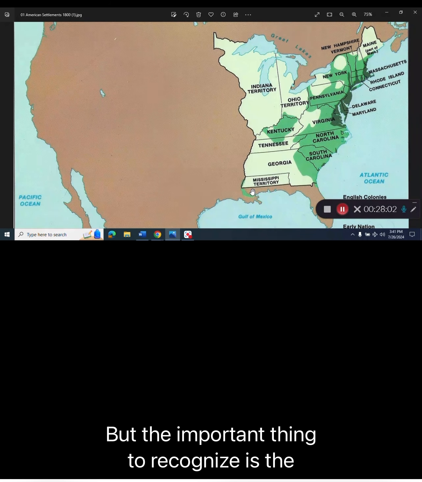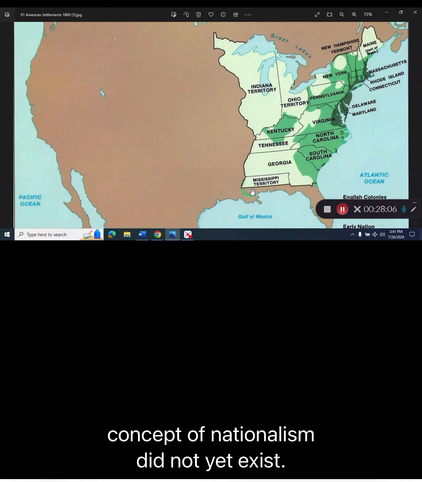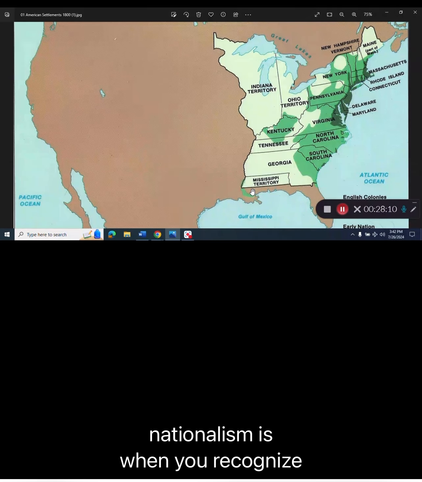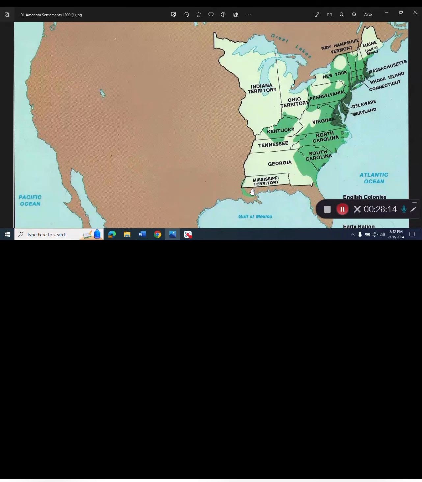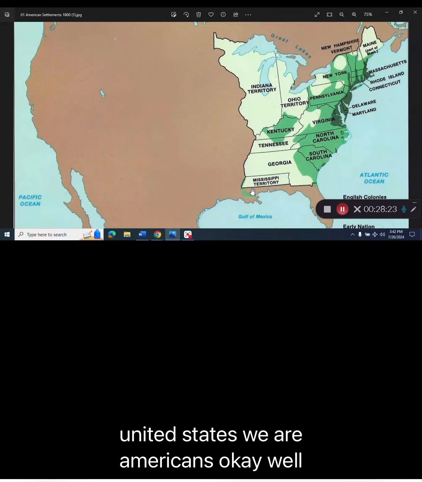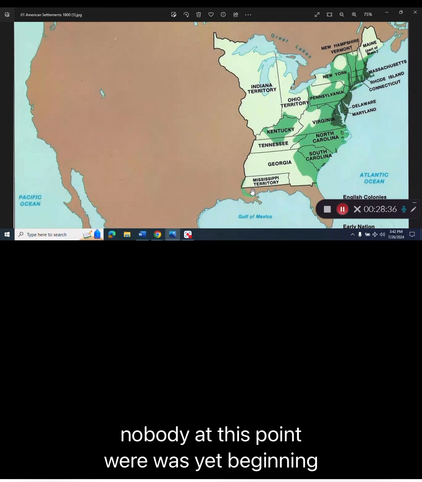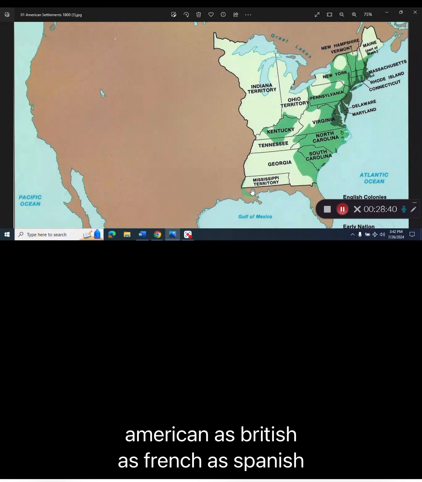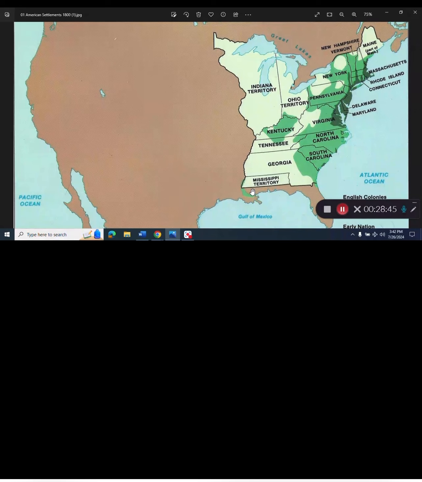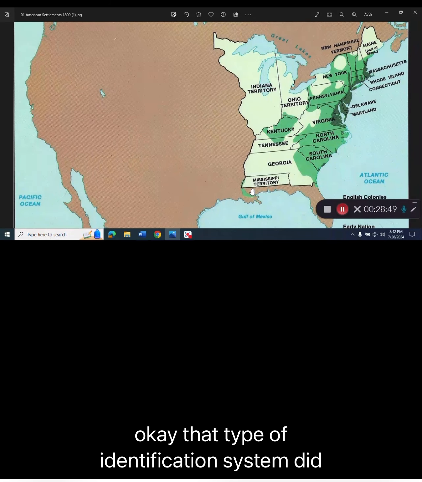But the important thing to recognize is the concept of nationalism did not yet exist. Nationalism is when you identify yourself by the country in which you were born. So for those of us who were born in the United States, we are Americans. Okay? Well, again, that is nationalism. But nobody at this point was yet even thinking of themselves as an American, as British, as French, as Spanish. Okay? That type of identification system did not yet exist.